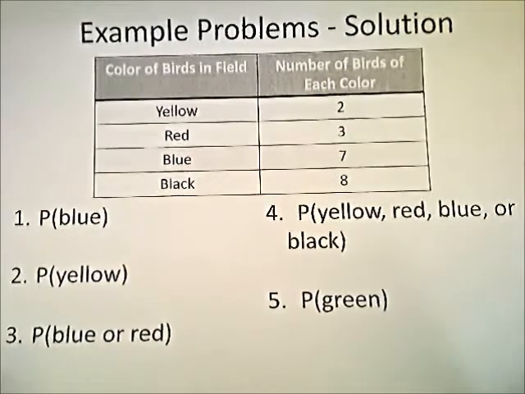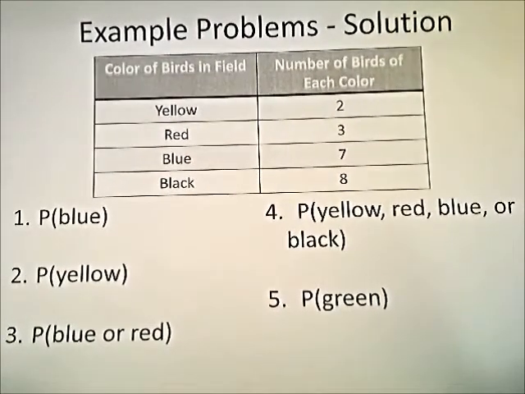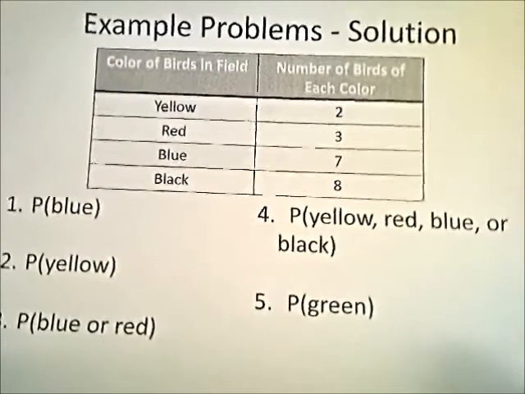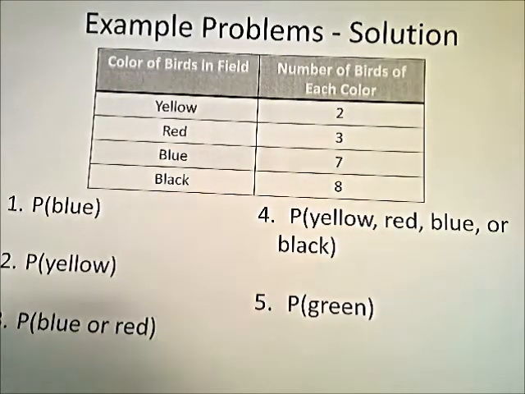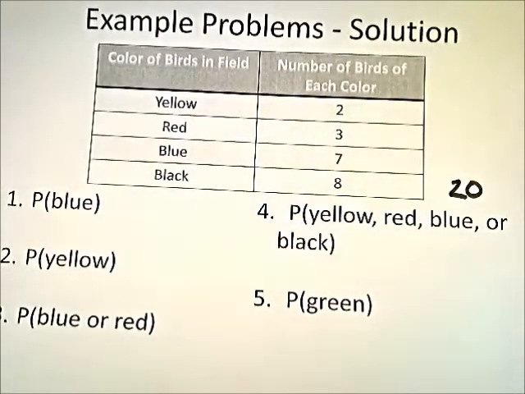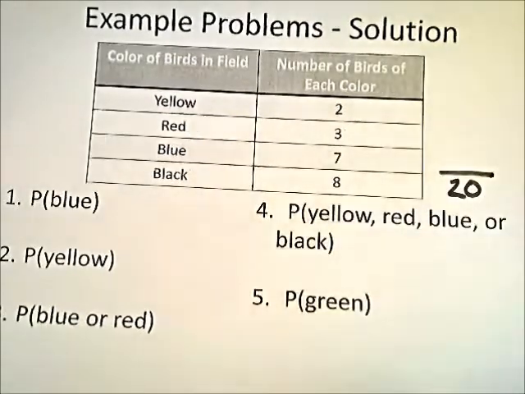Let's return to our problem and see if we agree on our answers to this probability problem. Before we get to the answers, we first need to determine the total number of possible outcomes. We can do this by adding all of the birds together. So we have 2, 3, 7, and 8. Now, when you add those up, 2 and 3 is 5, 5 and 7 is 12, and 8 plus 12 equals 20. So we have 20 as a possible outcome. That would be in our denominator, 20.